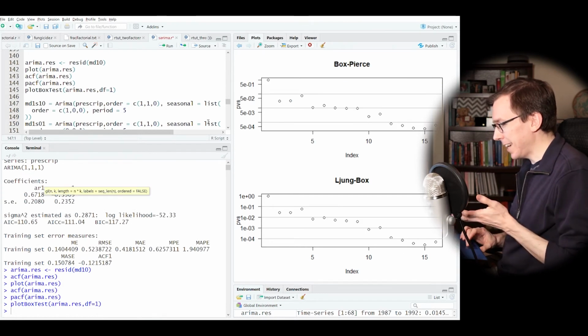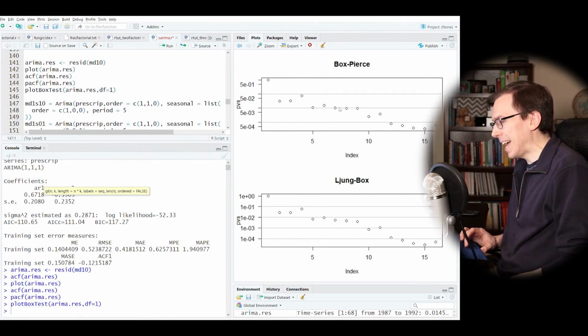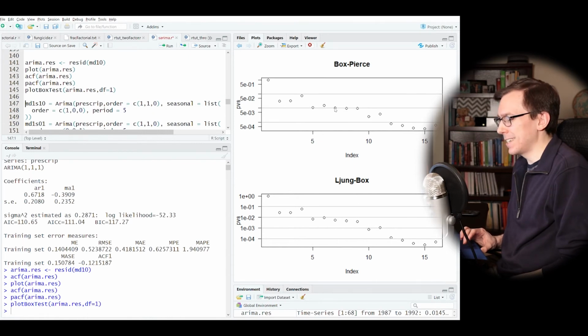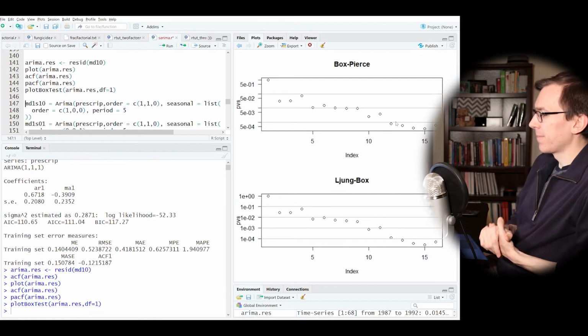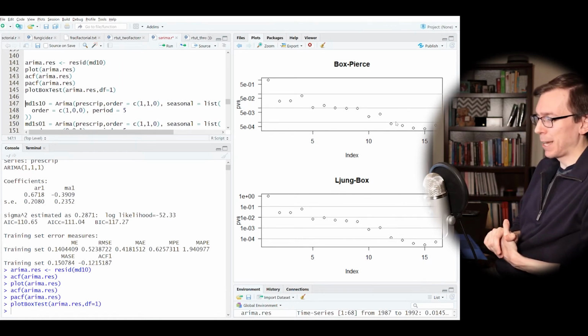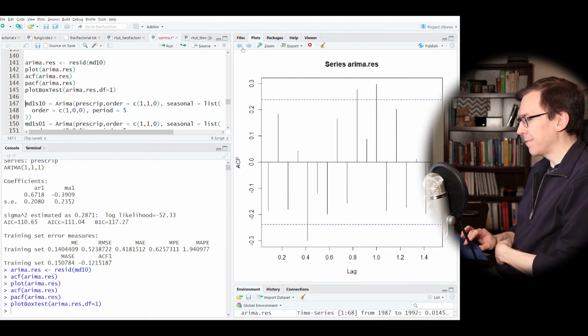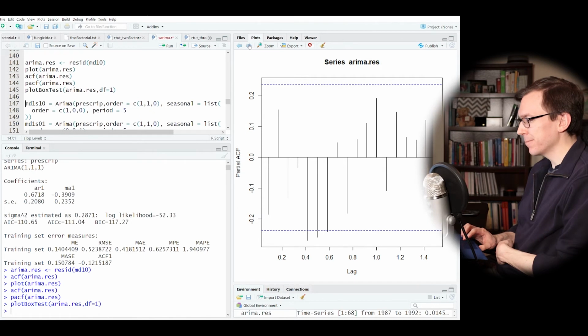In this case, we see it's going in the opposite direction. We start off with insignificant test statistics, but as the lag increases, suddenly we start to get more significant test statistics at the 1% and at the 0.1% level. So that tells me that we're not done yet. We probably need some type of seasonal model, especially based on those ACF and PACF plots.